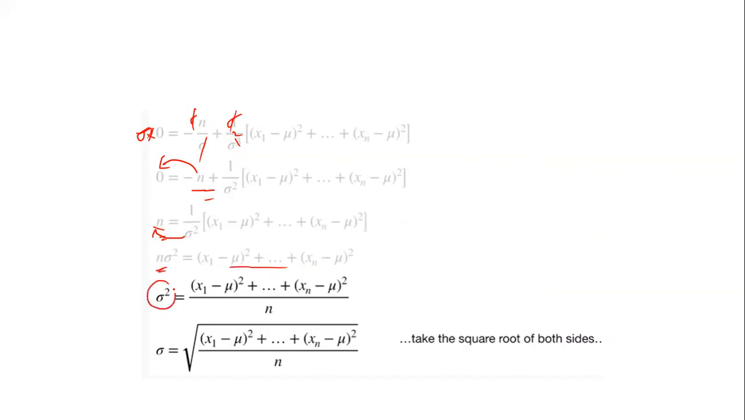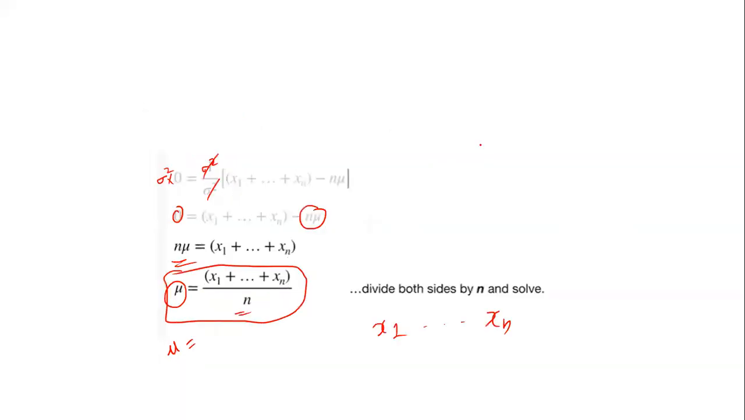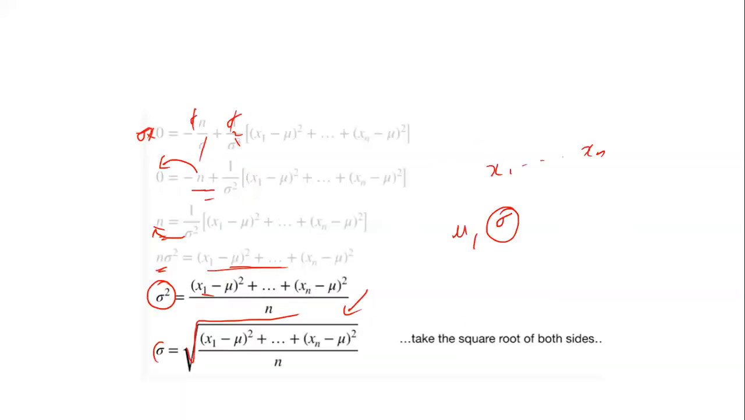Now we have to identify sigma. So sigma squared is equal to this entire thing divided by n. Sigma is nothing but the square root of this, right? So if you want to identify the maximum likelihood value for mu and sigma for given values x1 up to xn, for identifying the optimal value for sigma, plug into this equation. For identifying the optimal value for mu, plug into this equation, right?